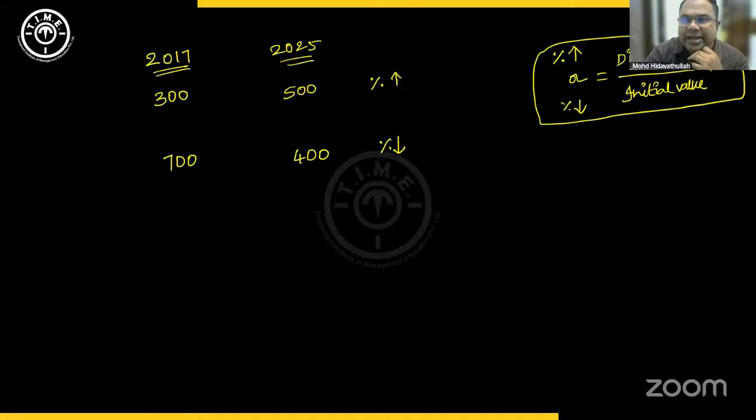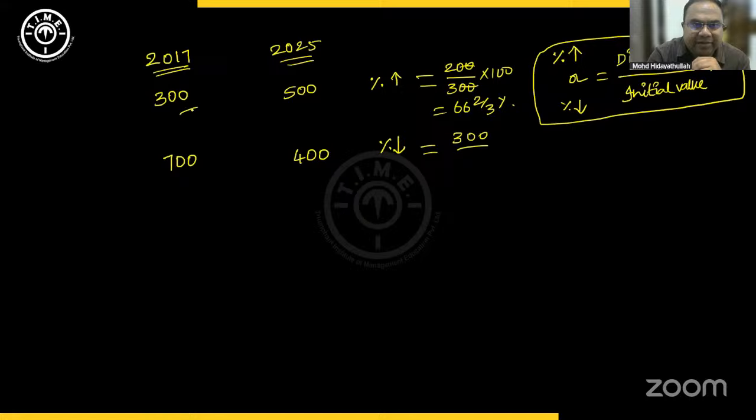Difference by initial value into 100. What's the difference here? 300, 500, difference 200, by initial value 300 into 100. 2 upon 3, it is 66 2 by 3%. Now 700 has become 400. Difference 300. What's the initial value? 700, right? 300 by 700 into 100, 3 by 7, 42.85%.